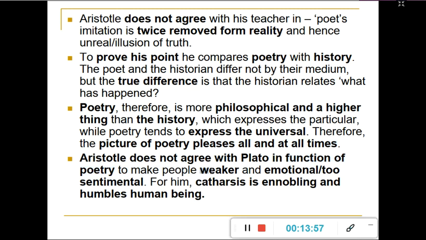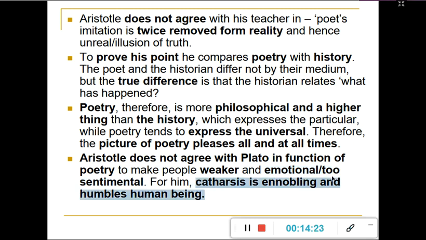To make people weaker. مين اللي بيقول ان الـ poetry makes people weaker؟ ده Plato. And emotional, too sentimental. مين اللي بيقول انه بيخلي people more emotional and too sentimental؟ this is completely rejected by Plato. لكن for him دي ريفيلز مين بقى؟ لأرسطوطل. ده كلام أرسطوطل: catharsis is ennobling and humbles human being.